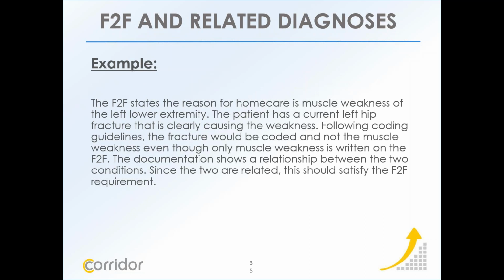So here we have a face-to-face that states the reason for home care is muscle weakness of the left lower extremity. Pretty specific. But the patient also has a current left hip fracture. And of course, in the documentation, it's clearly causing the weakness. Following coding guidance, the fracture would be coded and not the muscle weakness. We would do this even though muscle weakness is what's on the face-to-face. The documentation actually shows the relationship between the two conditions, and since the two conditions are related, this should satisfy the face-to-face requirement.